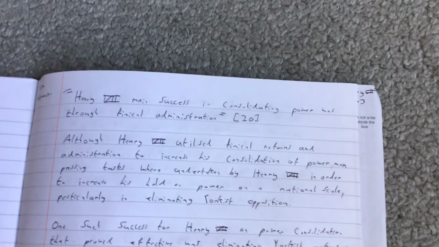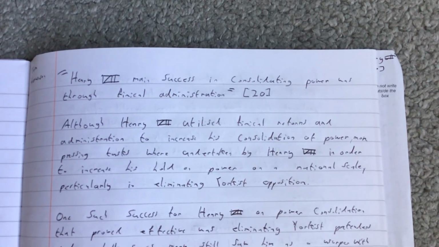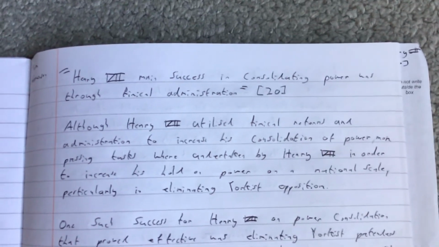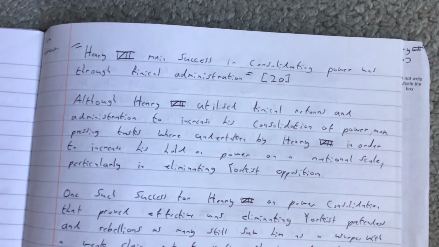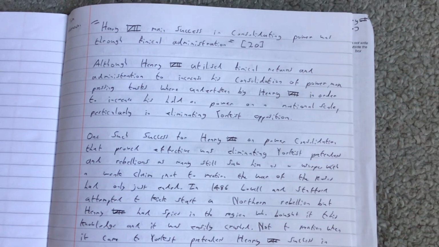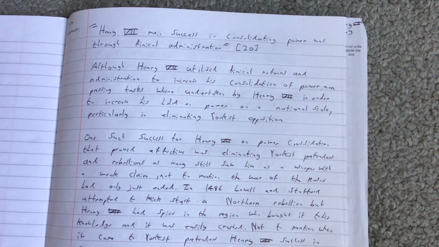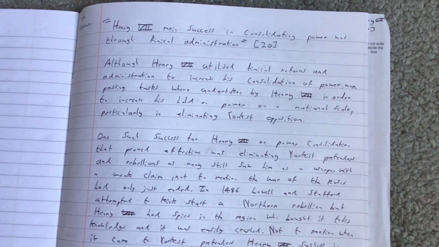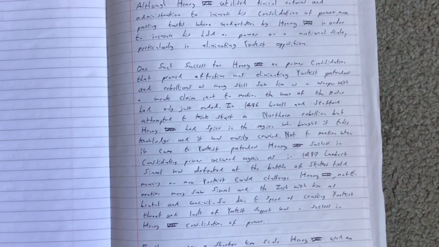However, I suppose other relevancies, if you did agree with the statement, would be increasing economic trade with Burgundy through cloth, which also increased the financial status and economic stability of England in 1485 and throughout the late 15th century when Henry VII was consolidating power. So, although Henry VII utilised financial reforms and administration to increase his consolidation of power, more pressing tasks were undertaken by Henry VII in order to increase his hold on power on a national scale, particularly in eliminating York's opposition. So you've got your introduction there, you need to have your 3 paragraphs and your final conclusion.